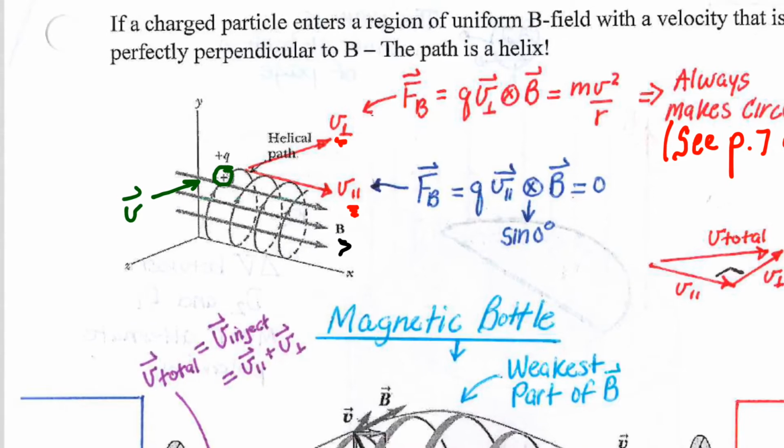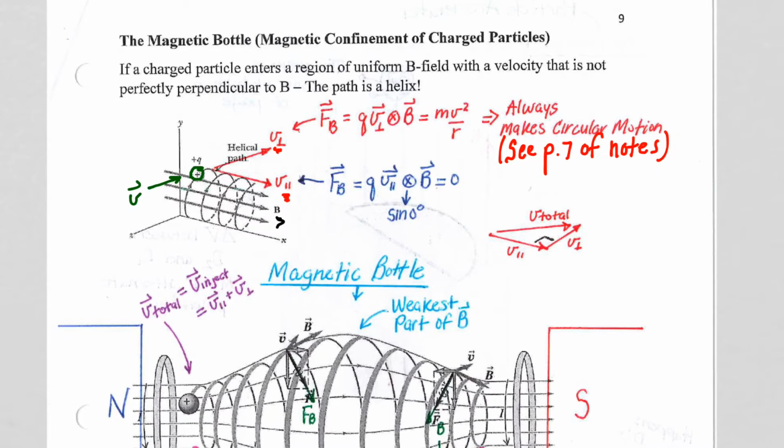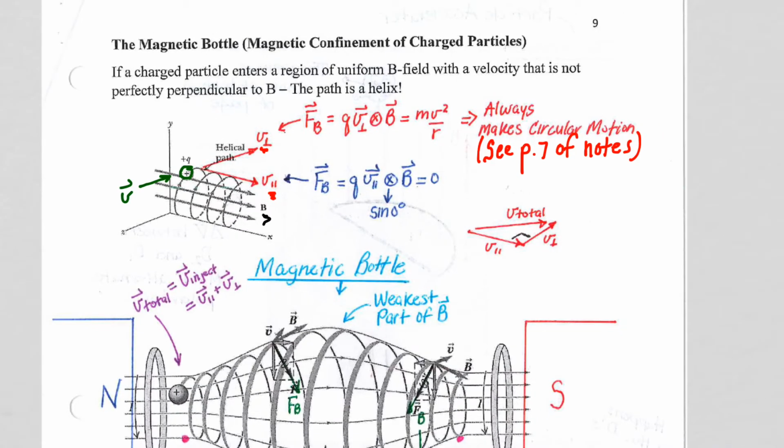Now, the perpendicular component we've looked at before, and I would like you to put in here just our circular motion. F_B equals qv cross B equals mv squared on r. And that always makes circular motion. And please add to your notes to see page 7 of notes. So the v perpendicular and our red equation here is all the same as page 7 of the notes.